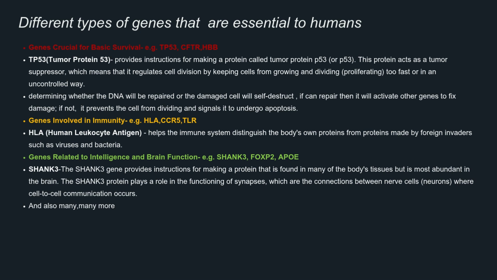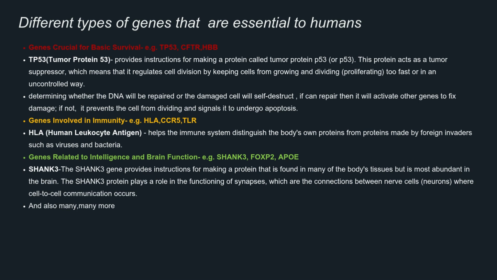So humans have about 20,000 genes used to produce protein, and each gene carries out different functions. For example, there are genes that are crucial for basic survival, like TP53, which provides instructions for making a protein called P53, and it can suppress tumors and regulate cells from dividing too fast. It can also determine whether the DNA will be repaired or let the damaged cell undergo self-destruction.